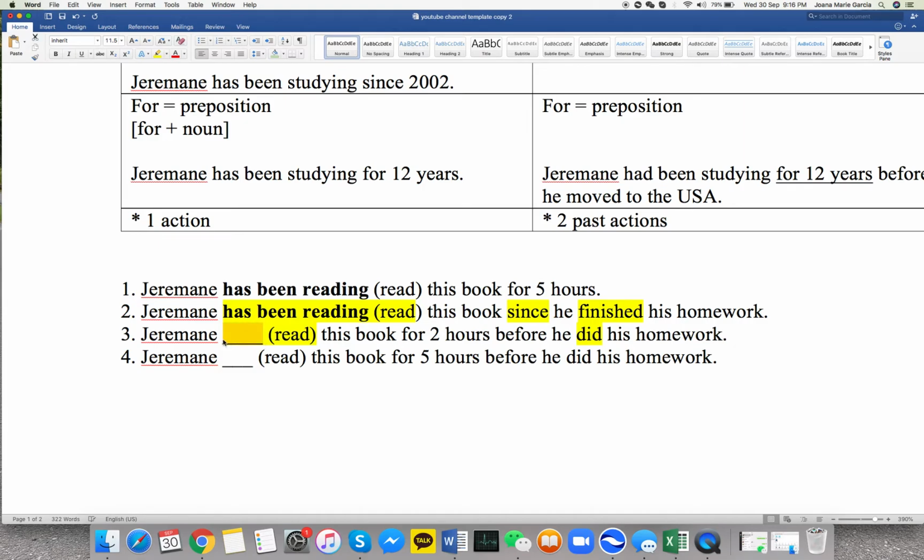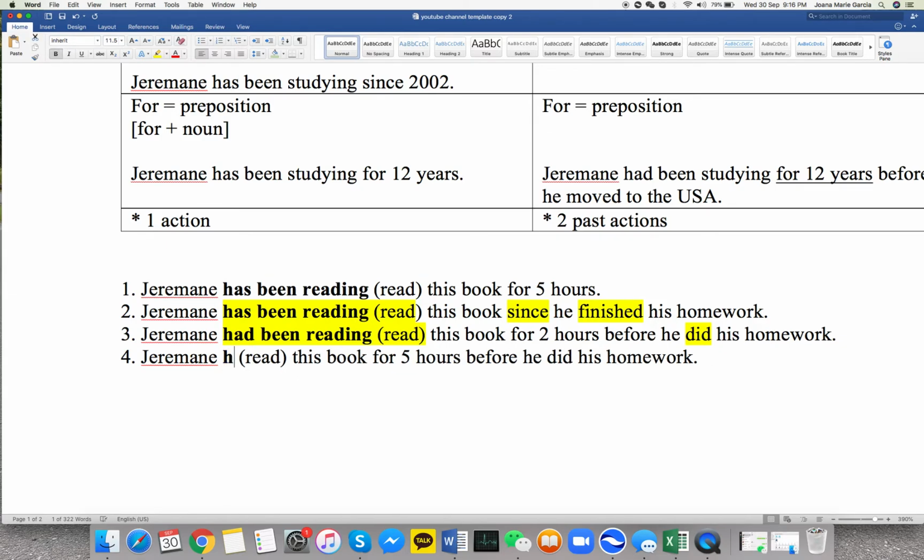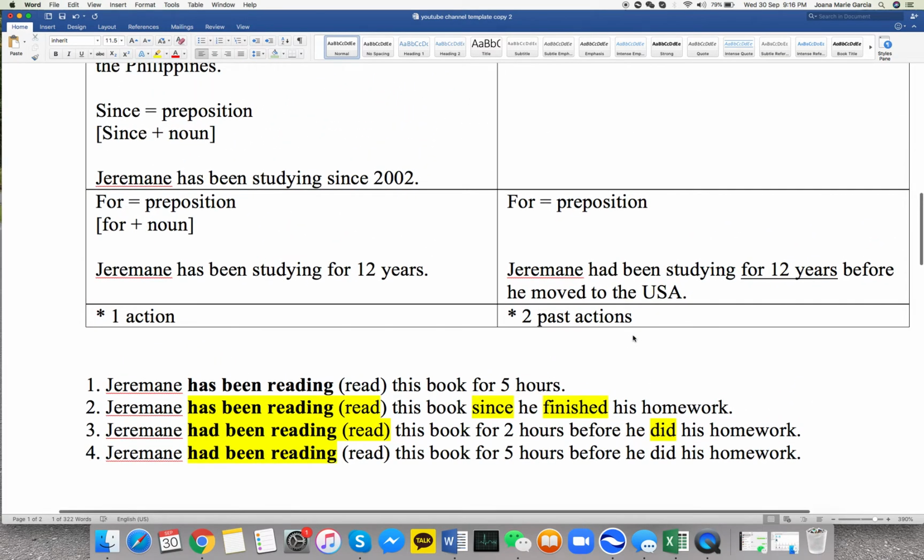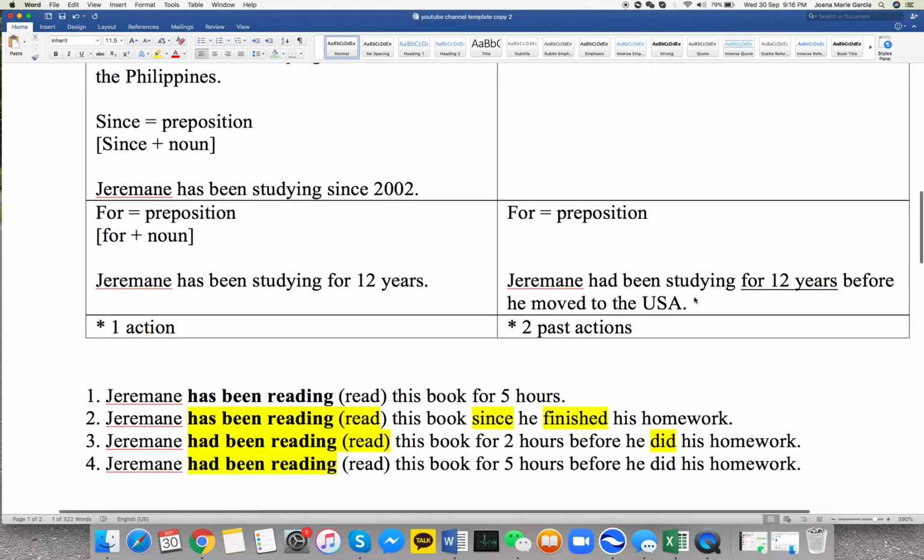Right. So for this case, of course we have two actions, so that's why it should be had been reading. And for the next one, the same thing. It should be had been reading. Now why did I add for 2 hours, and why did I try to use one a while ago? Because there's another use of the past perfect continuous.